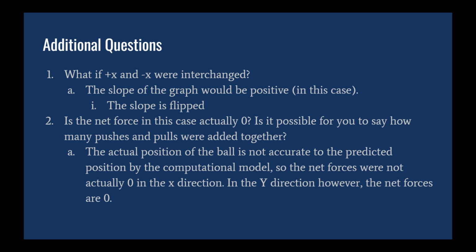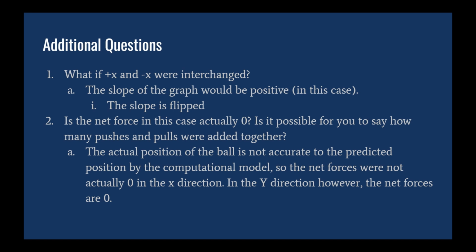So the additional questions: what if the axes were interchanged? In this case, the slope of the graph would be positive, since it was originally negative, it just flips the slope. And is the net force in this case actually 0? And if it is, is it possible for you to say how many pushes and pulls were added together?